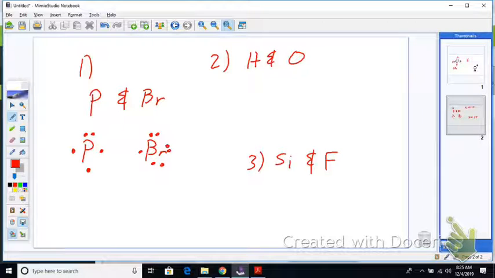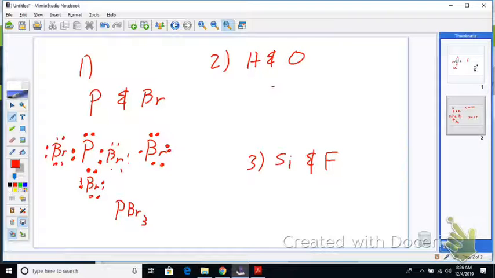So there is that one, so you'll put one here, and then one here, and then one here. So, that is PBr3. We just use a subscript to say how many we have.